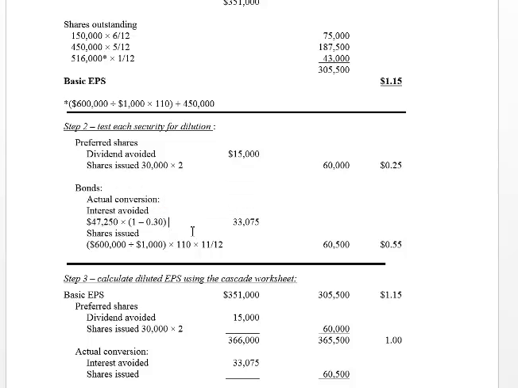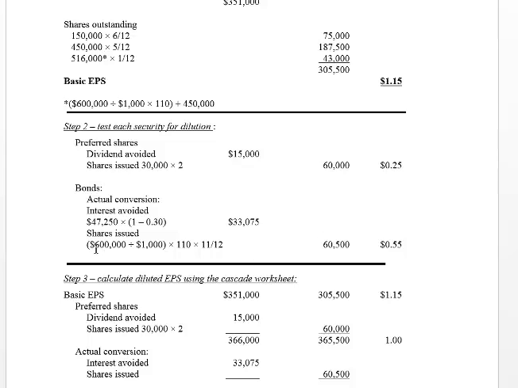And what would that have meant? Don't forget, our tax rate is 30%, so we want to calculate the impact of the interest expense that could have been avoided on an after-tax basis. So that means that we could have had an additional $33,075 available for the common shareholders.